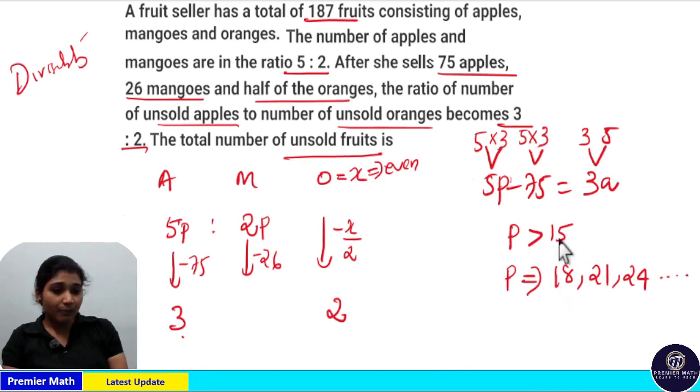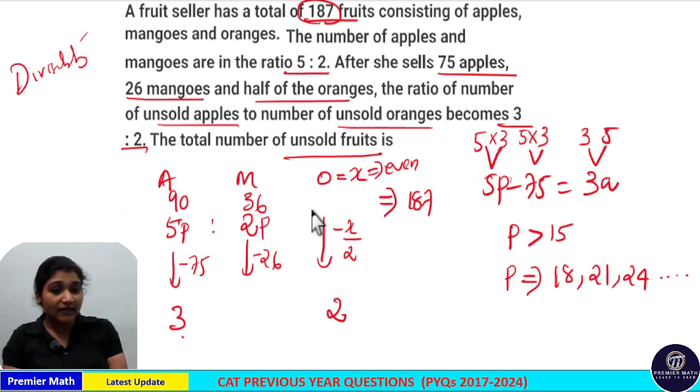Now, if you substitute the part value 18, 5 into 18 becomes 90, 2 into 18 becomes 36. 90 plus 36 is 126. And here we know the total number of fruits initially is 187, which is an odd number. Here 90 plus 36 are both even, and even plus even is not odd, it is even. So this is not possible. This value is not possible. So 18 is not possible.